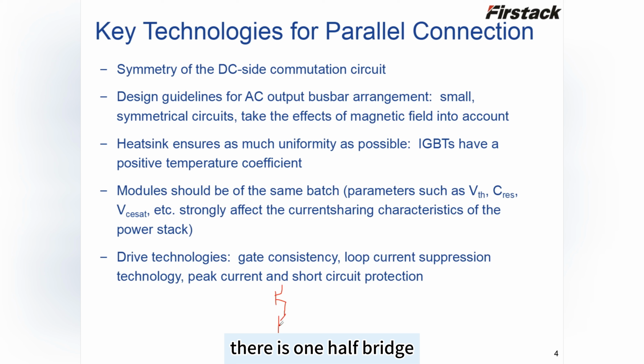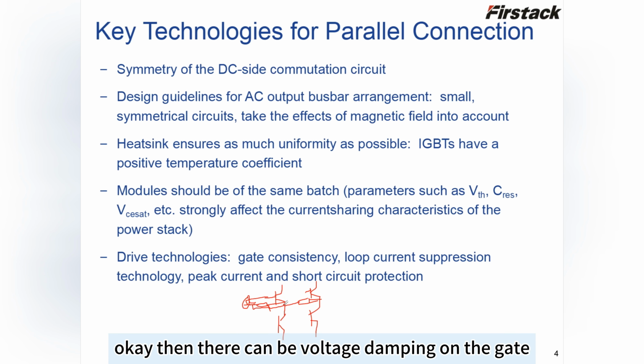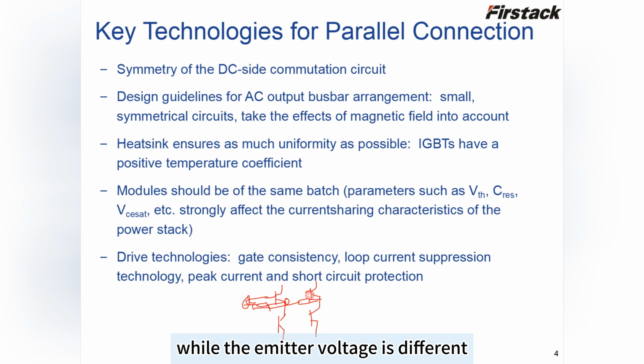There is one half bridge. I draw one half bridge here. Very simply, there is another one. I just draw half of them. And the emitter is connected. So here is gate, and we give signal from here. Then there can be voltage damping on the gate while the emitter voltage is different.